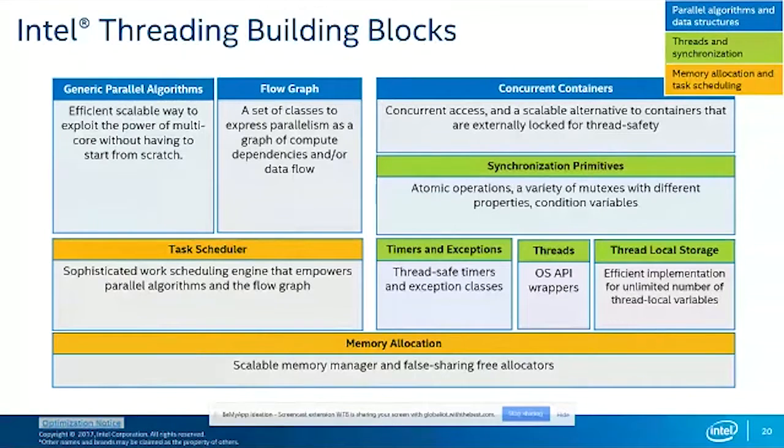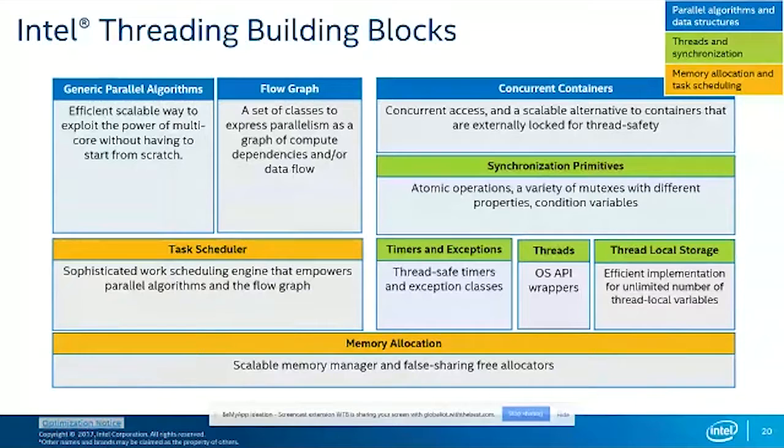So basically, TBB will automatically change your for loop into a parallel for, and it can run on different processors and get the performance. So that is some general parallel algorithms. It also provides some flow graphs. So basically, you can define your application as a graph, and TBB will generate some parallel code according to your graph. And it also provides a task scheduler.